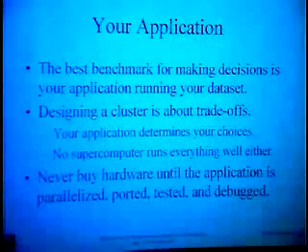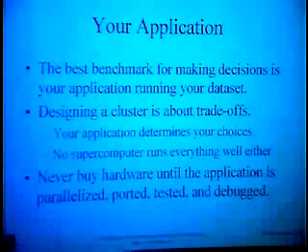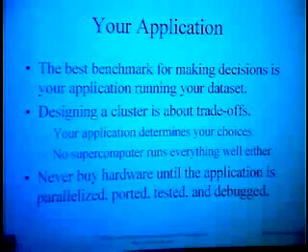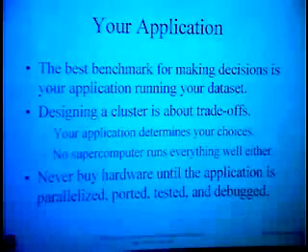As I said, the nice thing about building a cluster is you put it together for your purpose, for your application, for your users. So when you're benchmarking something, you want to look at your application, running your data set, and use that as the sole basis for deciding what to buy. And there are always trade-offs. You don't have an infinite budget, you don't have infinite space, you don't have infinite time. Your application, your users determine your choice.